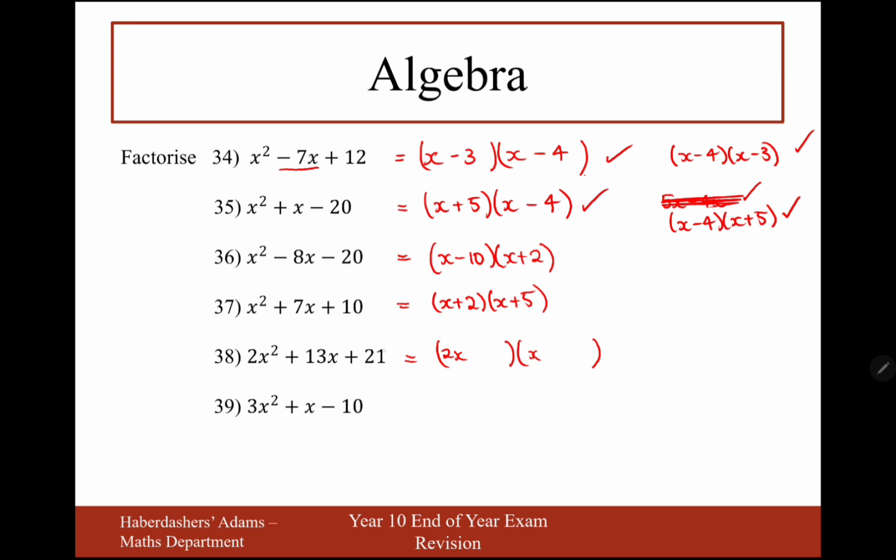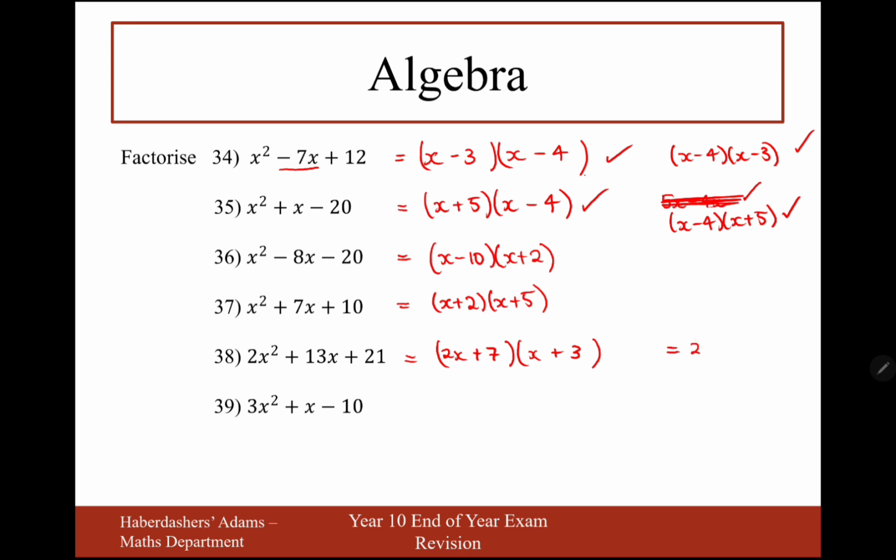Then we need to think of two numbers that will multiply to make 21. So I think 7 and 3 would work. So let's try that. 7 and 3. And it's really important that we expand to check if we've got this answer correct. I'm going to do it on the side here.